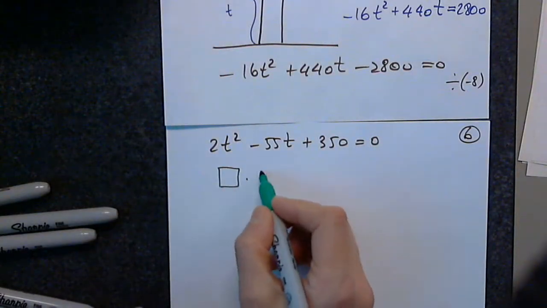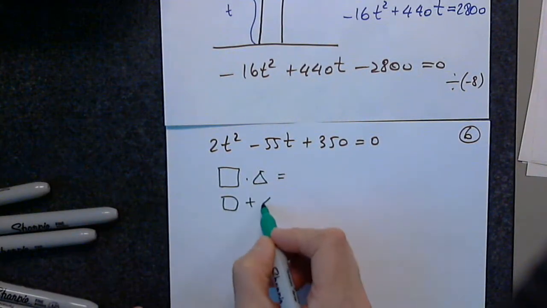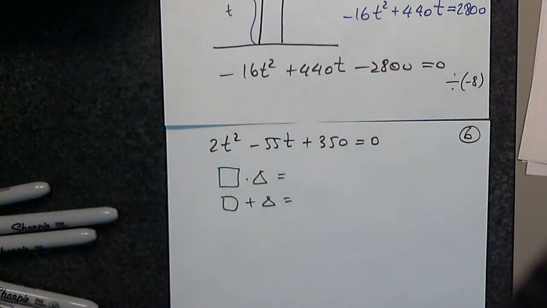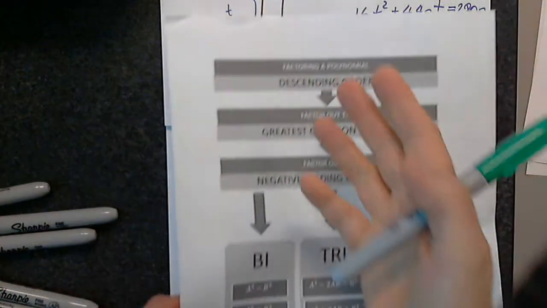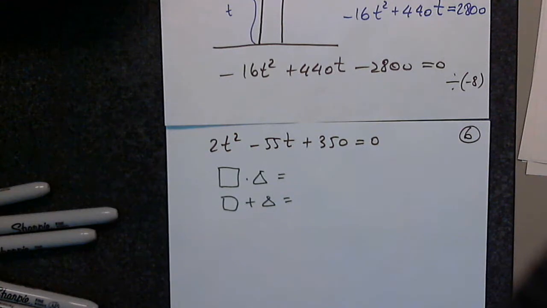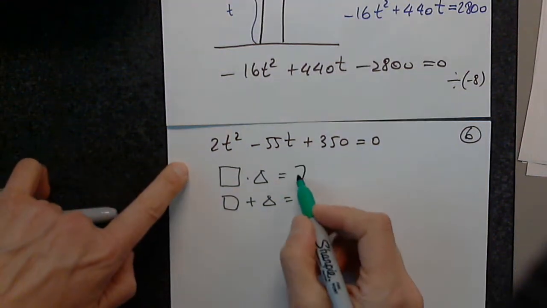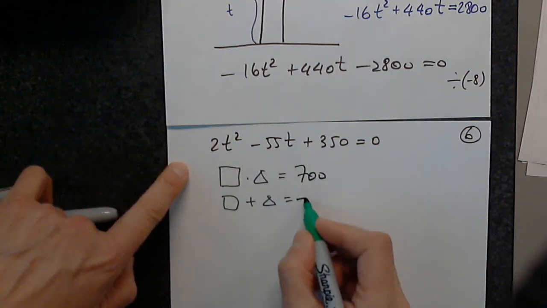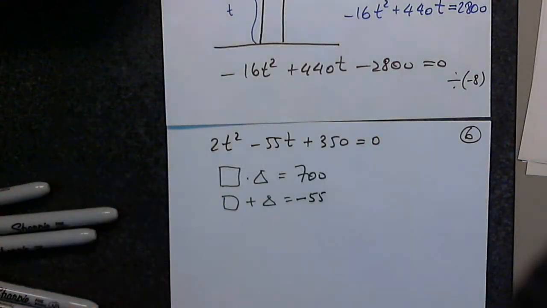Okay, so in this case, it's a trinomial, it's in descending order, no greatest common factor, no negative leading coefficient, no special product, 350 is not a perfect square. So 1 is not the leading coefficient, so we go through all this strategy always. Please do not skip anything. And so now the product is 700 and the sum is negative 55.